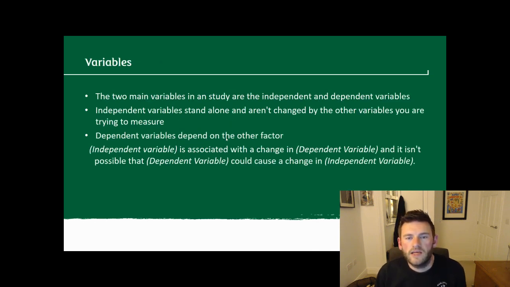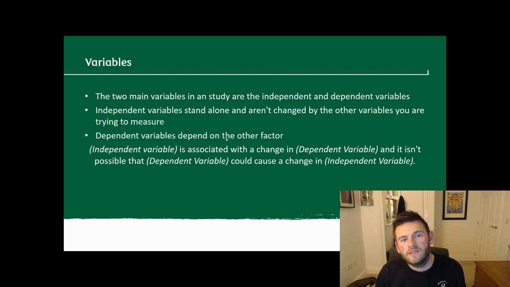The two main variables in a study are the independent and dependent variables. Independent variables stand alone and aren't changed by the other variables that you're trying to measure, hence why they're called independent. Dependent variables, on the other hand, depend on the other factor. This terminology is something you need to learn because you'll see it in SPSS software, in how people write about their stats models, and in textbooks.